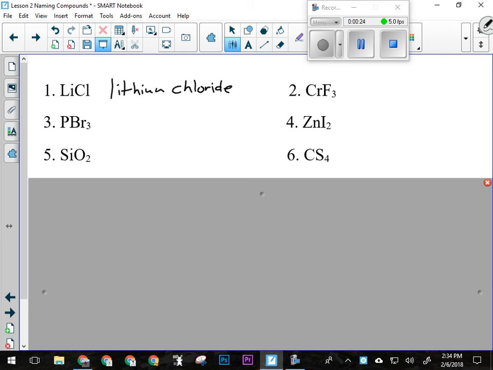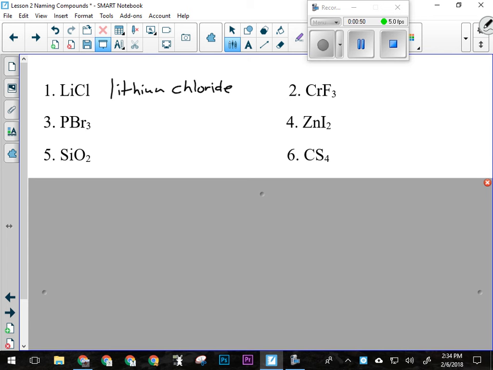There's no Roman numeral needed here because lithium is only ever +1. It doesn't have a secondary charge. All right, for number 2, we've got chromium with fluorine. This is also going to be an ionic compound because chromium is a metal. But chromium is a special metal. It has more than one possible charge. What are its two possible charges? 2 and 3. So we've got to figure out which one it is.